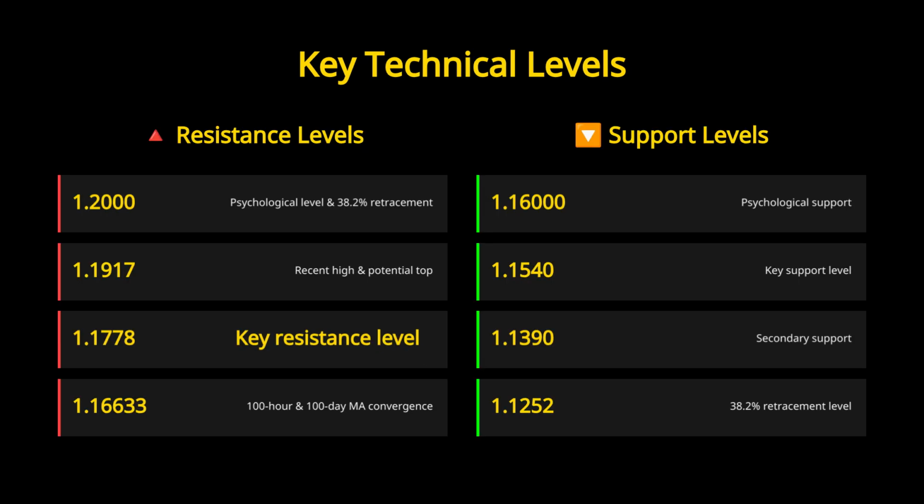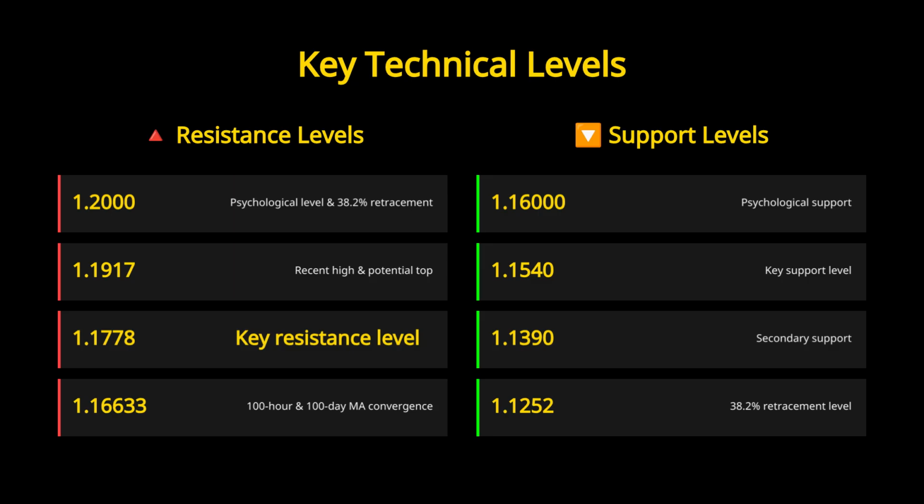Key resistance levels for EUR/USD are located at 1.1000, psychological level and previous support, 1.1050, daily pivot, and 1.1150, week's opening level. On the downside, critical support levels include 1.0900, current support zone, 1.0850, next major support, and 1.0800, key psychological level. The 50-day moving average at 1.0950 now acts as resistance.